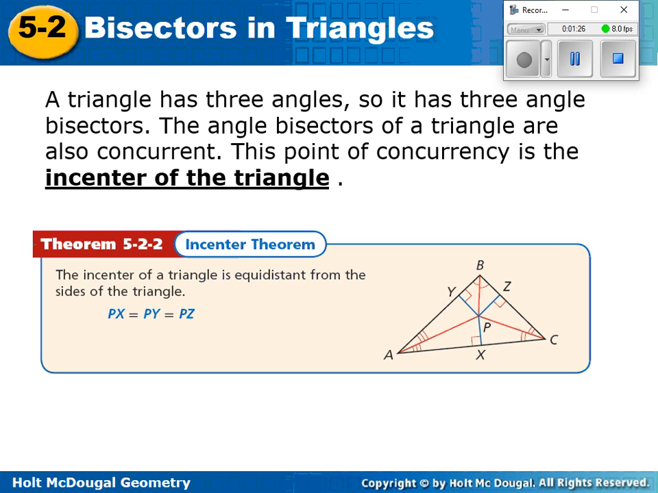And we learned the circumcenter theorem, which said the circumcenter is equidistant to the vertices. So if you draw all the distances from the circumcenter to the vertices, those are all the same distance. Okay, that was the first point of concurrency, and that was our circumcenter theorem, our first theorem. So the second one today is the in-center. The in-center is the point of concurrency of the angle bisectors.